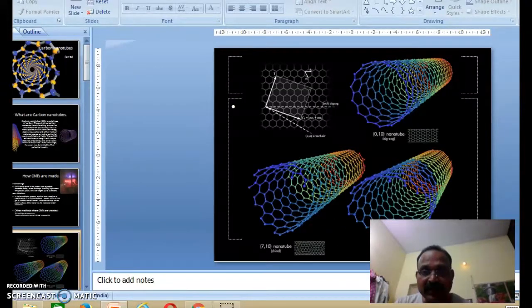There are three types of carbon nanotubes: zigzag type, armchair type and chiral type. These are distinguished by their indices, a vector having indices n and m. When n and m are different, you will get chiral type. If n and m are equal, we will get armchair type. If n is equal to 0 and m has a constant number, we get zigzag type.